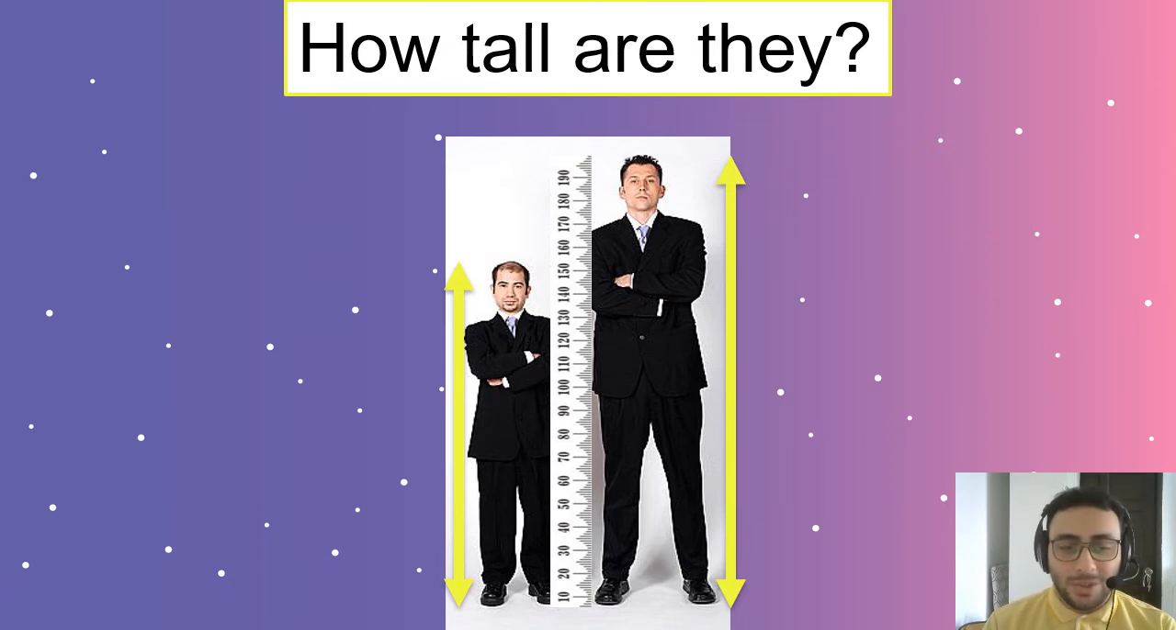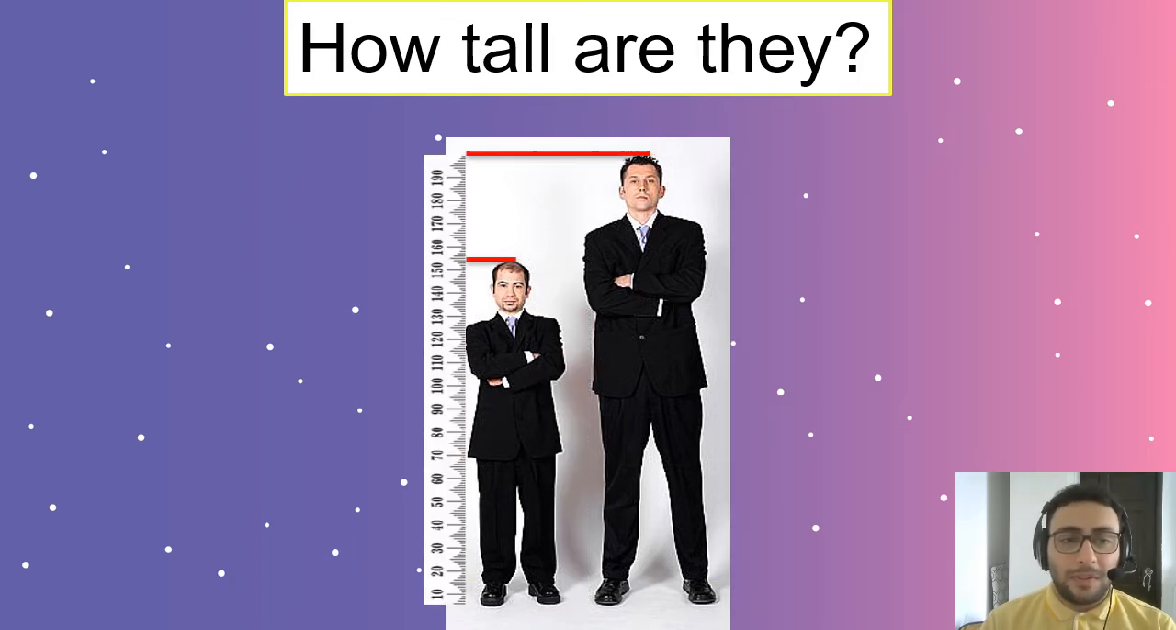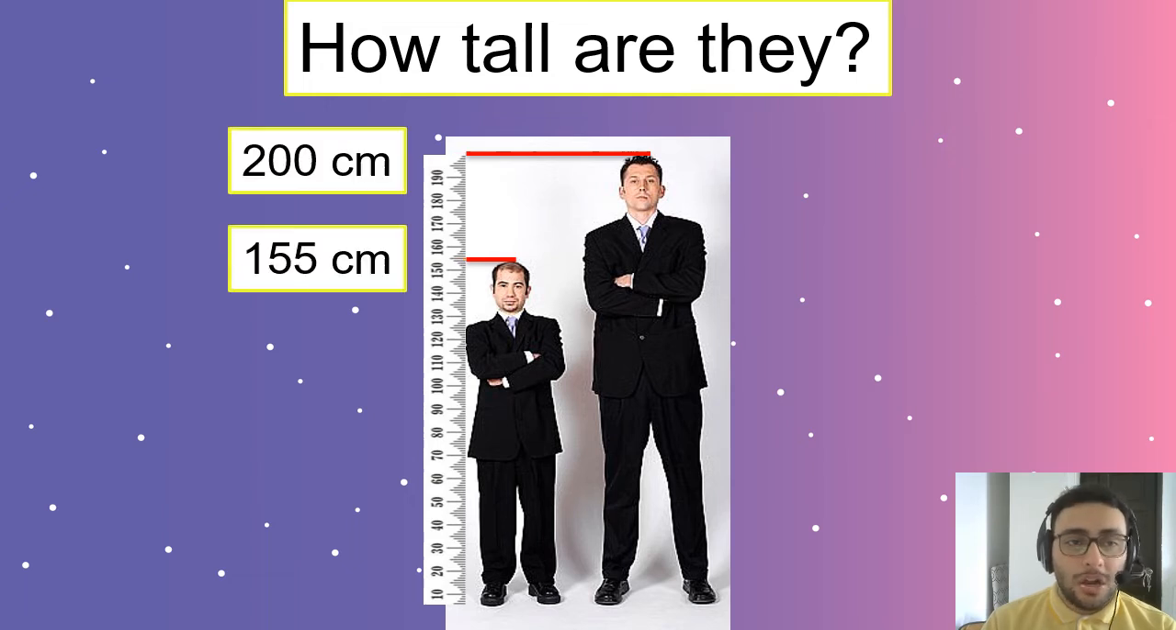Oh, look at these two guys. How tall are they? Now we have a long ruler here. So this guy is, I think, 155 centimeters. And this guy, oh, so tall. 2 meters. How do I know? Look at here. 200 centimeters and 155 centimeters.